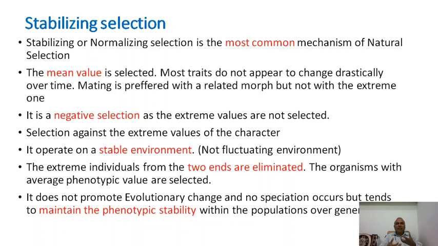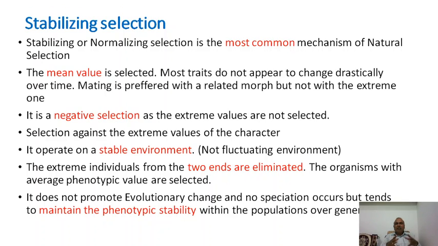Generally, nature will prefer only the normal individual. Hence, it is called normalization. As a result of stabilizing selection, phenotypic stability occurs. There will be no drastic changes of phenotypes in the population. Gradually, phenotypic stability occurs. Let me tell you one example.